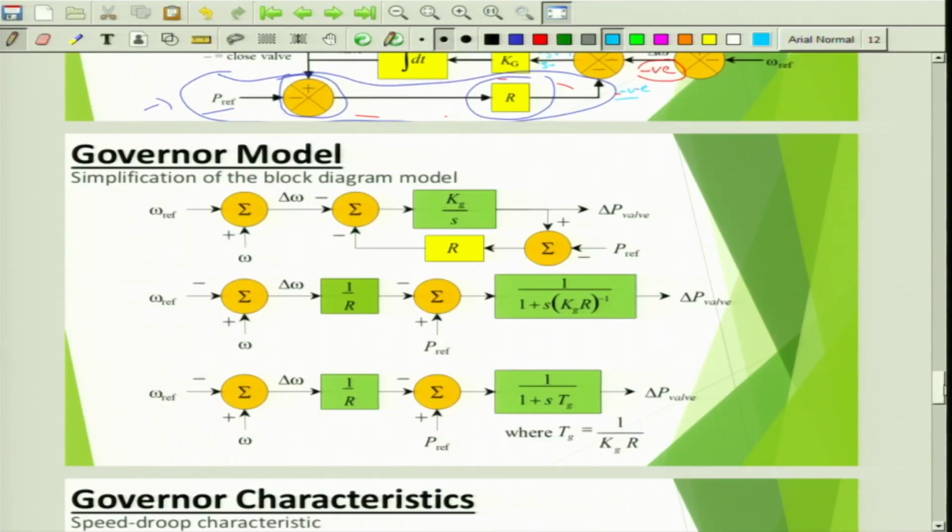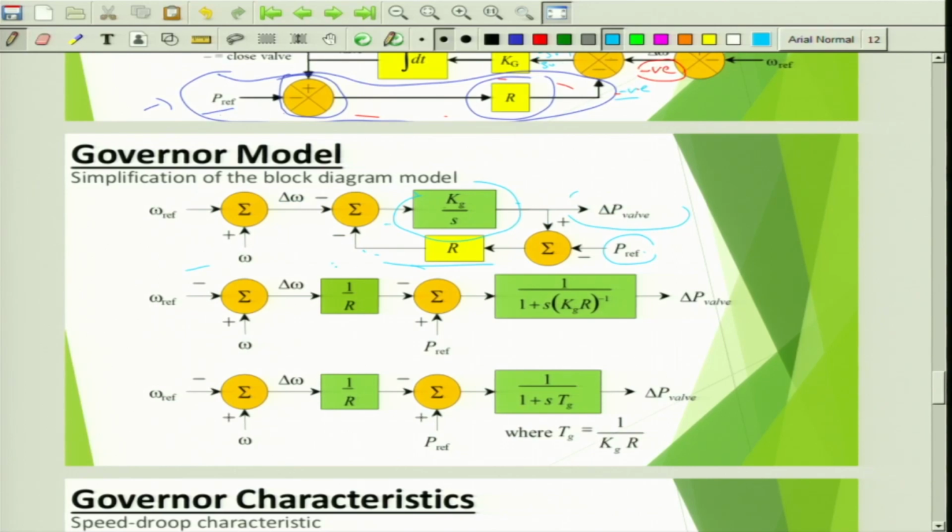So the same block diagram is being simplified here. So this is P reference, this is the load reference set point, and then there is a droop coefficient and delta omega minus this, and this is the integrator control and is applied to the valve.